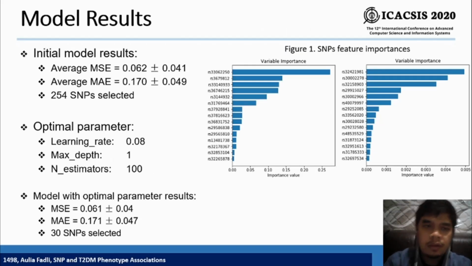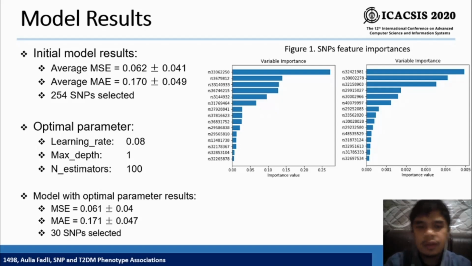We now enter the result section. This is the result of the model. The initial model, the model before parameter tuning, produced an average MSE of 0.062 with standard deviation of 0.041 and average MAE of 0.17 with standard deviation of 0.049. This model also yields 254 SNPs selected.